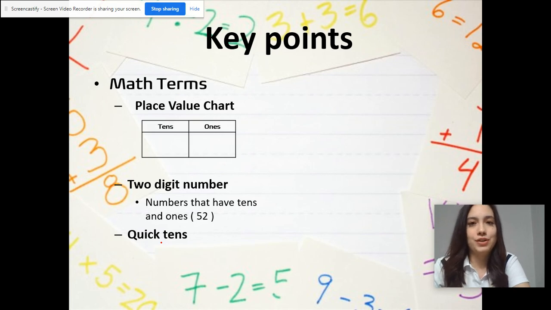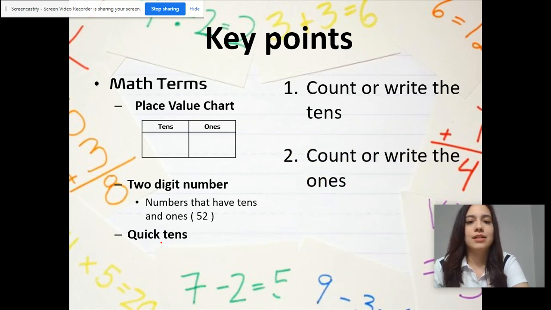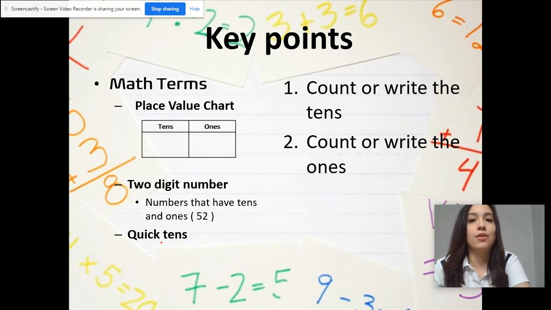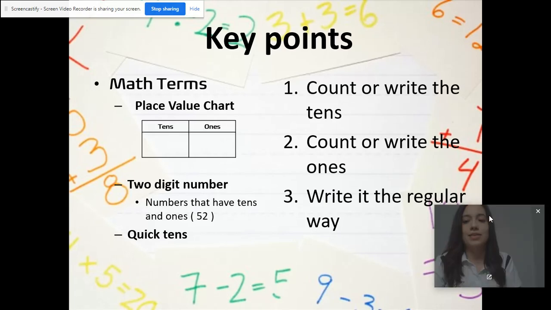Let's go over the steps we're going to use today to solve our problems. Ready? So first step, we're going to count or write the tens. What are we going to do first? Yes, count or write the tens. Step 2, we're going to count or write the ones. What are we going to do next? Yes, count or write the ones. Step 3, we're going to write it the regular way. What are we going to do next? Yes, we're going to write it the regular way.